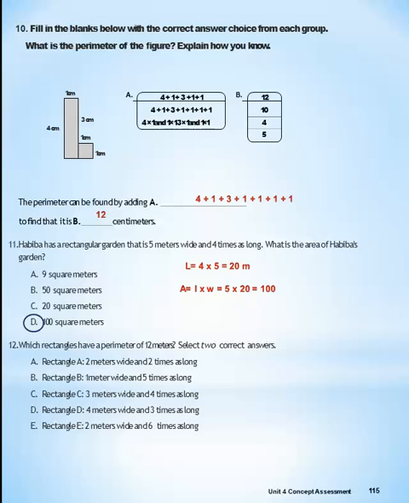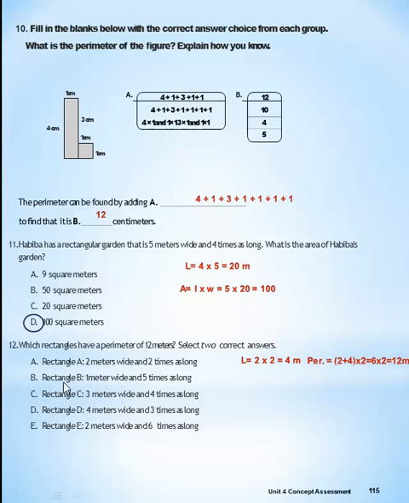Which rectangle has a perimeter of 12 meters? Select two correct answers. Okay, let's check. Here we have 2 meters wide and 2 times as long. Okay, 2 meters wide means the width is 2, and the length is 2 times 2, so 4. So the perimeter equals 2 plus 4 times 2, it will be 12.